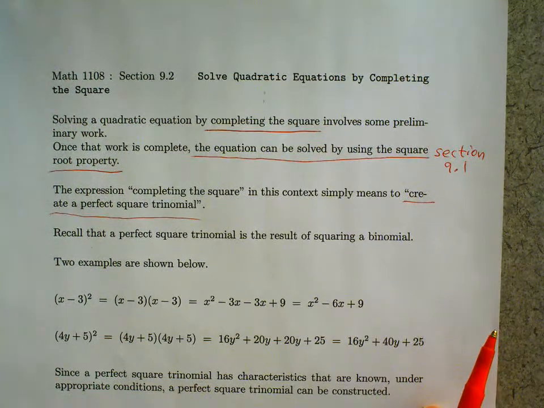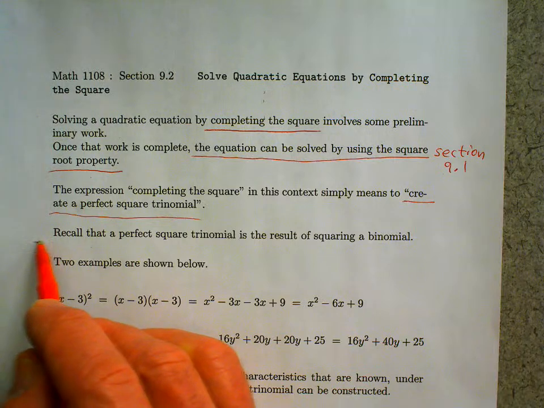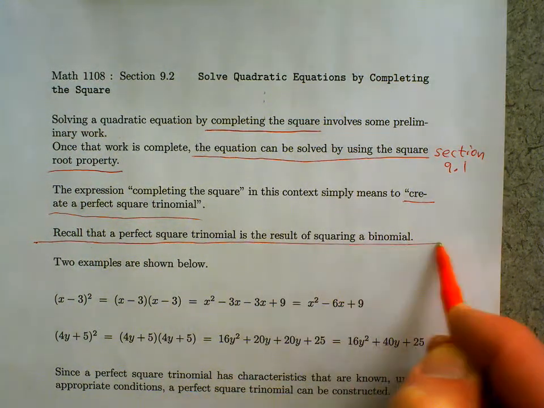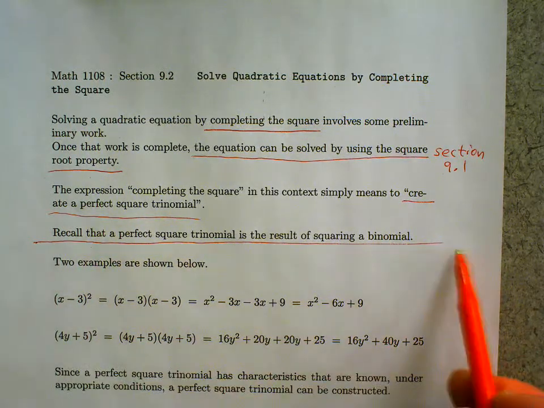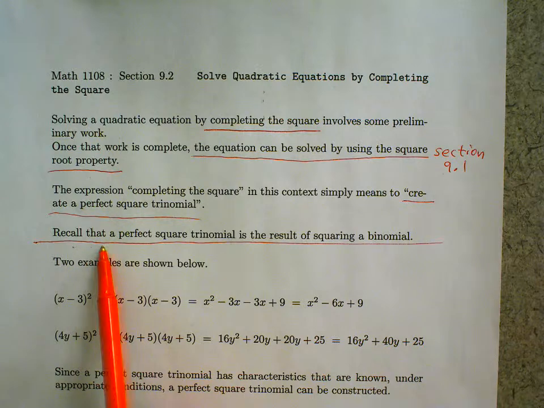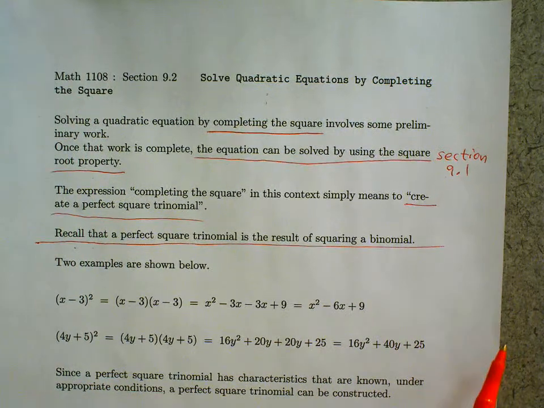Another piece of information that is useful to remember, and I say this repeatedly this semester: recall that a perfect square trinomial is the result of squaring a binomial. So here are a couple of examples.